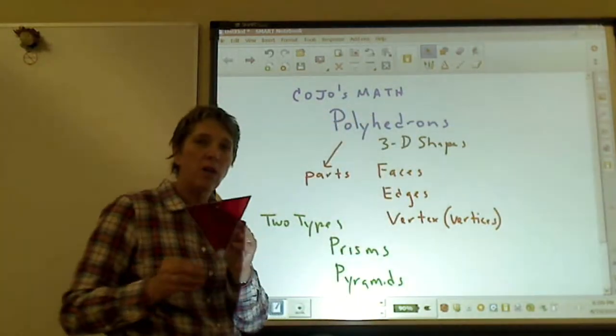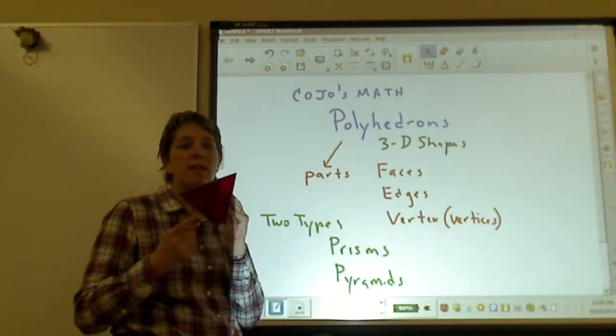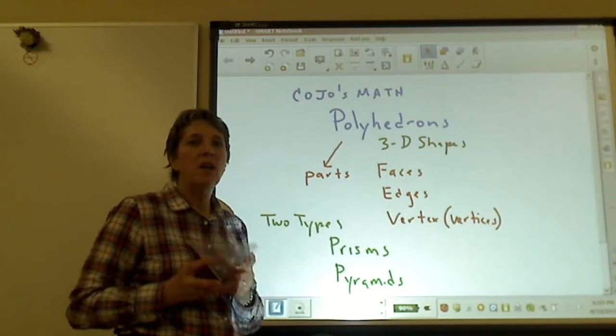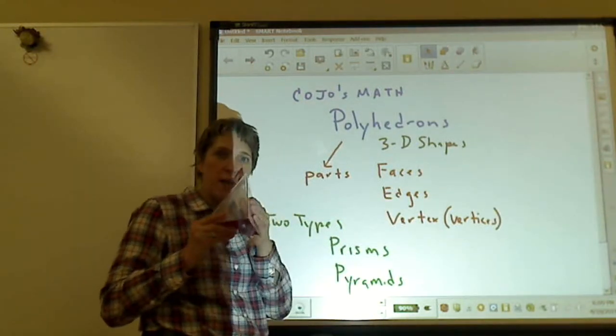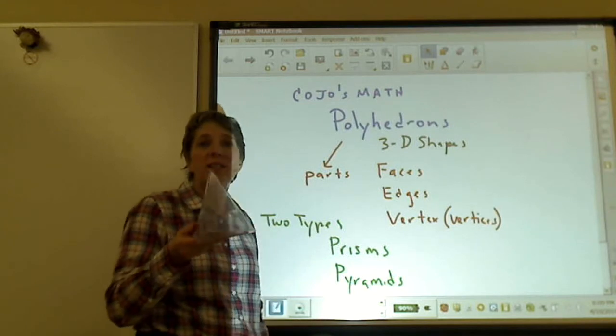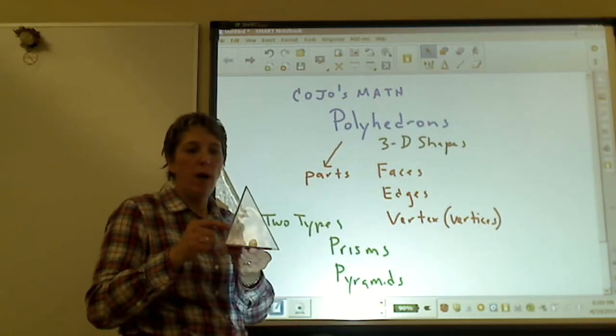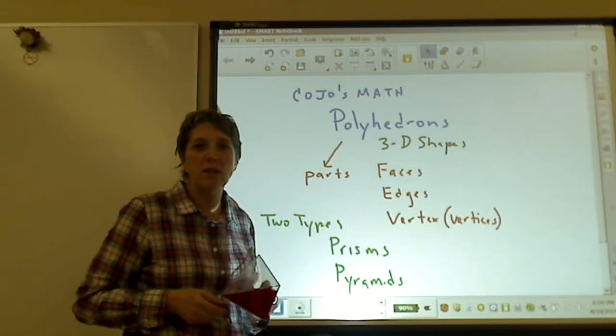And this one's called a triangular pyramid because it comes to a point, and the base doesn't have anything opposite. That's really important. So the faces are the shapes that make up the polyhedron. And then I would ask, how many faces does this one have? 1, 2, 3, and the one on the bottom. So it has 4 faces.